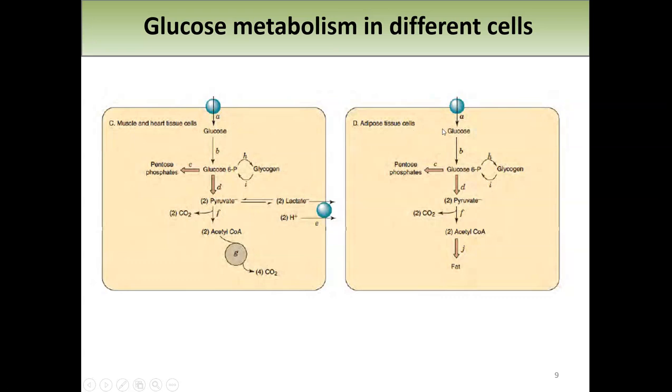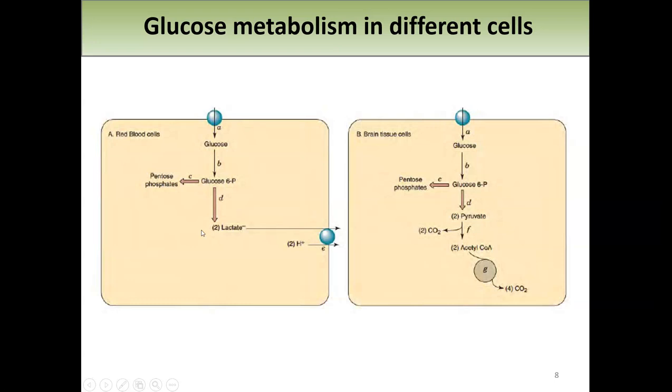How about the adipose tissue cells? The glucose enters glycolysis and produces glucose 6-phosphate. Again, it enters either the pentose phosphate pathway, or the production of glycogen, or continues glycolysis to produce pyruvate. Pyruvate is converted to acetyl-CoA, and here acetyl-CoA could serve as the precursor of fatty acid biosynthesis. So either it enters the Krebs cycle to produce energy, or it could be used for production of fat in the adipose tissue cells.